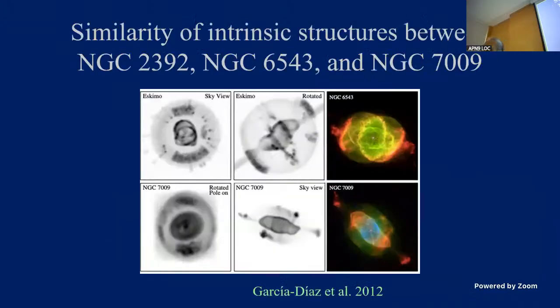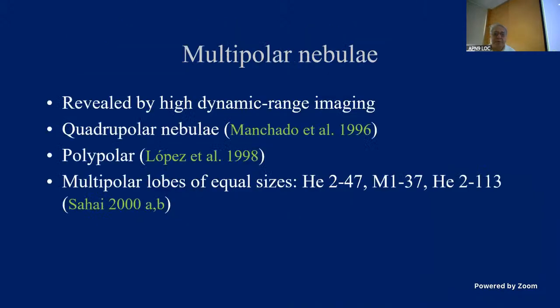And with simulations in particular, with kinematic studies, one can create models. And it turns out that well-known planetary nebulae like 2392, 6543, 7009 all have apparently very different shapes, but it turns out the intrinsic shape is almost identical. So the two-dimensional classification is not a necessary indication of the three-dimensional true structure.